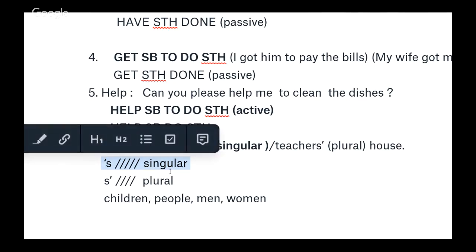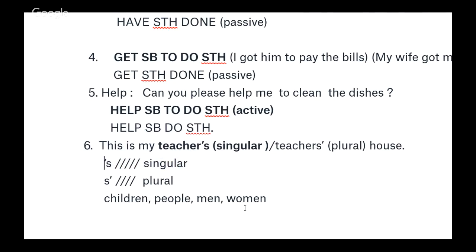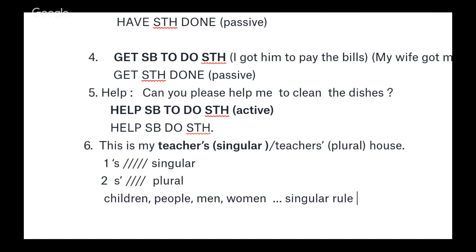You follow rule number one. Rule number one क्या है? Singular rule. So कैसे होगा? Children's toys. First one or second one? Which one? Children's toys. Let me write it here. I'll follow singular rule. First one or second one? First one, singular rule. So people's lives. First one or second one? First one, men's gadgets. First one or second one? First one, women's handbags. First one or second one?